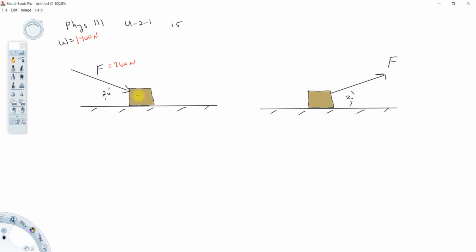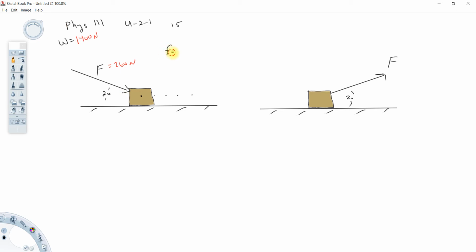All right, so here's a dot for the crate. This thing is moving at constant speed. I'm going to put these dots in to kind of signify that. Now, if there was nothing else going on here, this crate would have to be accelerating, right? But it's not accelerating. That means there's got to be a horizontal force here. Now, hopefully it's obvious what there is. There is a frictional force acting on that object.